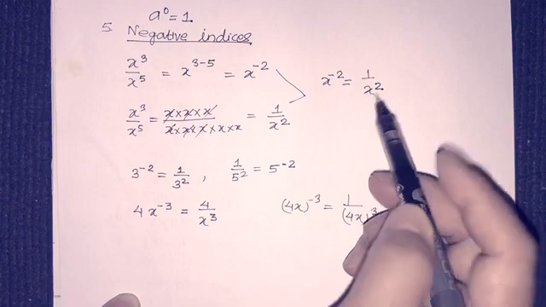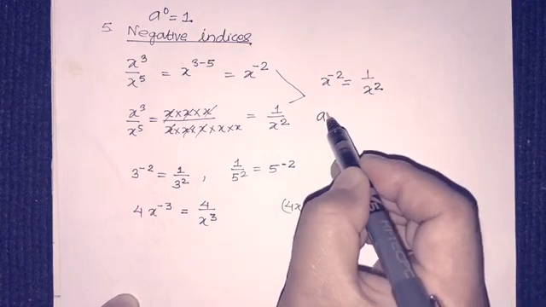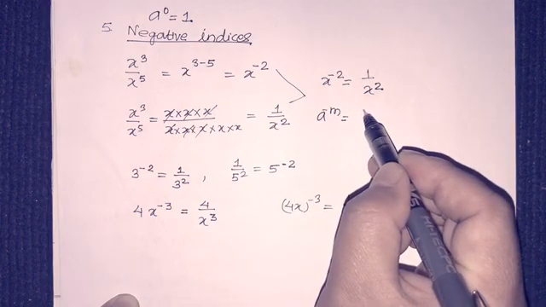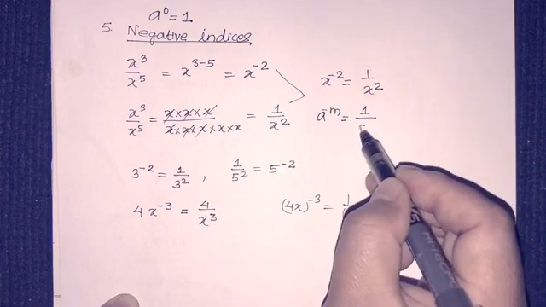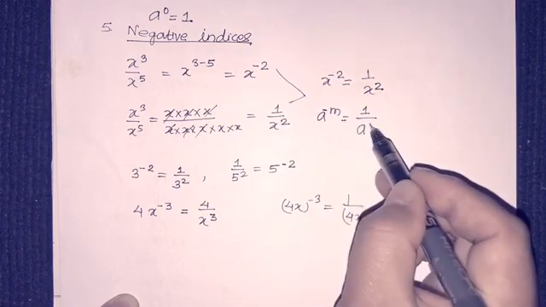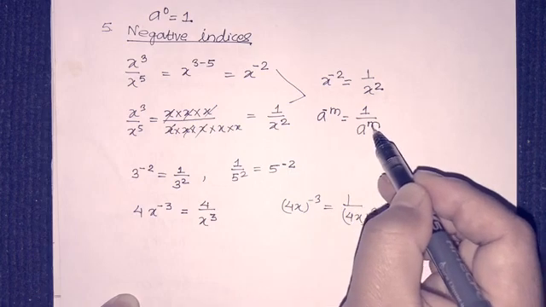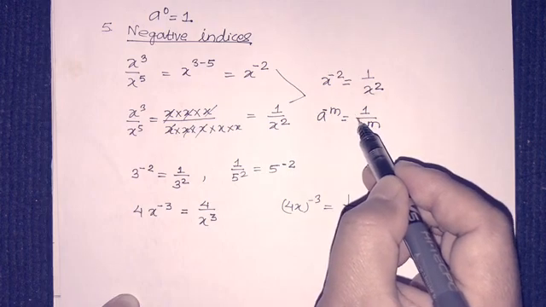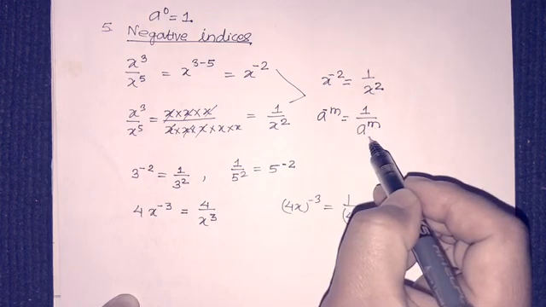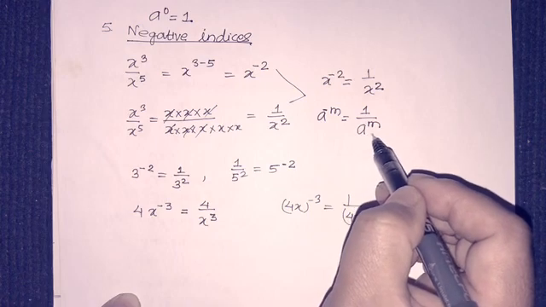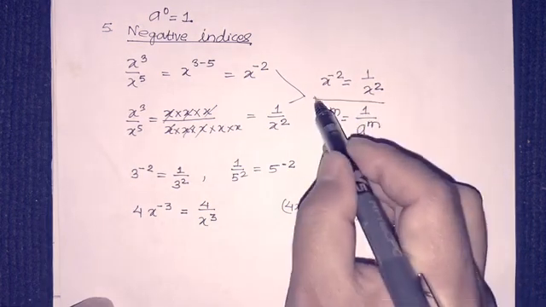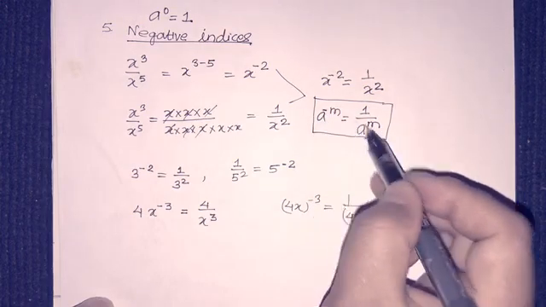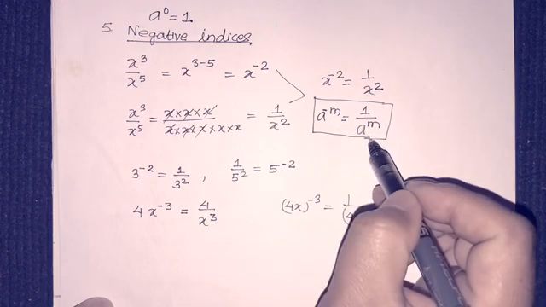Okay, so let's generalize here to make the formula. Here also 1 by, and this negative m becomes positive. So for the negative indices, we drop it down to the denominator and make it positive. Okay, so what is done in the formula? We drop it down and make the power positive.